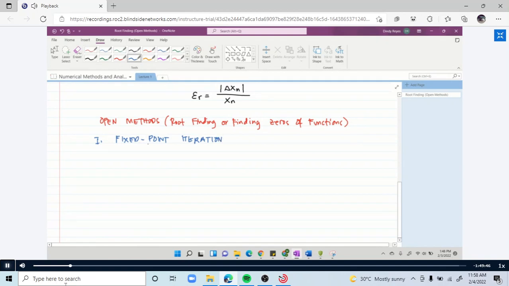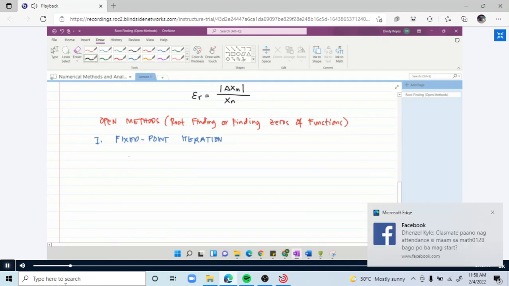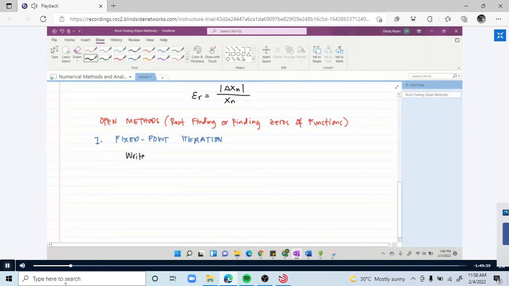Okay, you have to write your function in this way. So write f of x equals 0. So you have to equate the expression on one side of your equation to 0. Okay? Sometimes it's already written in this way. So wala ka ng problema.